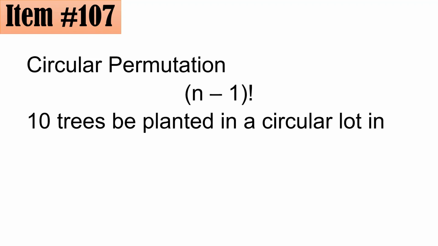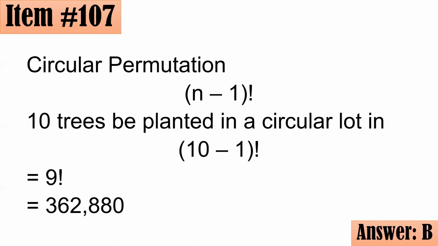So your n here will be 10. So 10 minus 1 will be 9. 9 factorial means 9 times 8 times 7 times 6 times 5 times 4 times 3 times 2 times 1, or simply the product of all whole numbers from 9 to 1. So that's 362,880, letter B. Thank you po. So careful po ha, may parenthesis po. You subtract first by 1 before taking the factorial of that quantity.